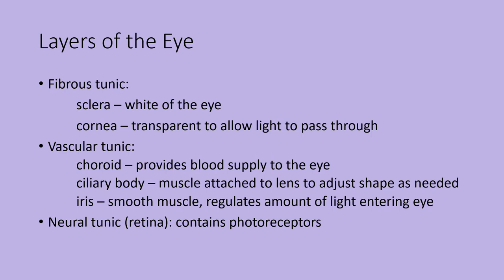So the iris, the pupil, the light is coming in through that. So in front of the pupil is the cornea. And then the innermost layer is the neural tunic, which is also known as the retina, and that's where your photoreceptors are.